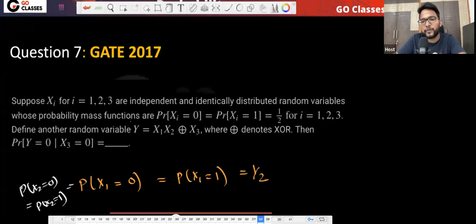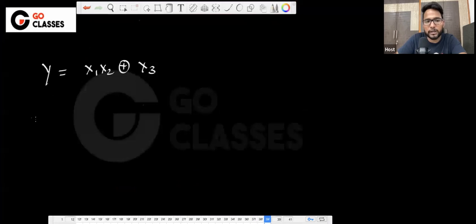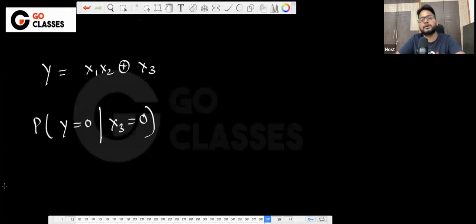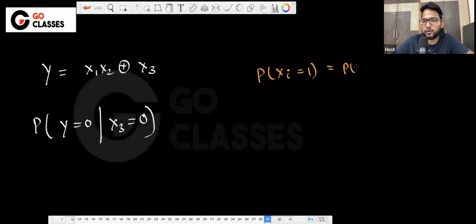Let me go to the next page. So y is a new random variable, which is x1, x2, or x3, right? Now they are asking, can you calculate the probability of y being 0, given that x3 equal to 0? Just try it out if you can do it. And what is the information that is given to you? Probability of xi equal to 1 is the same as probability of xi equal to 0, which is 1 by 2.